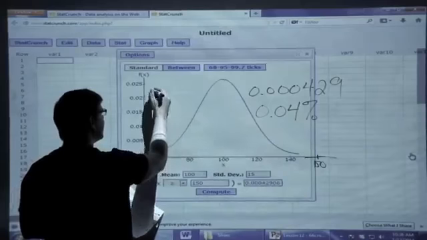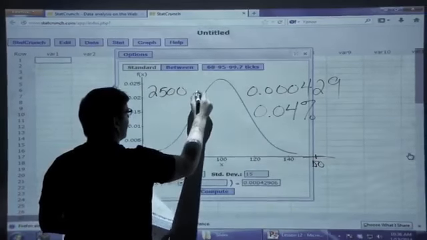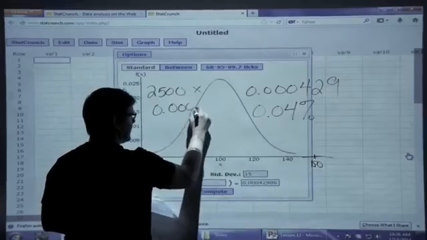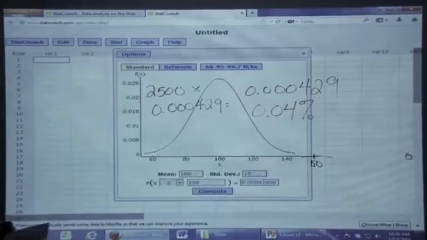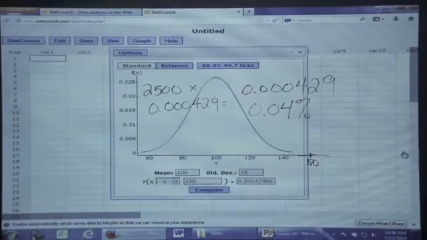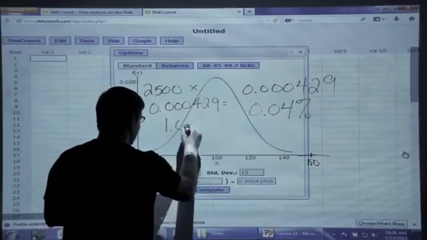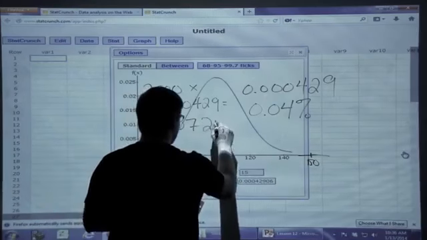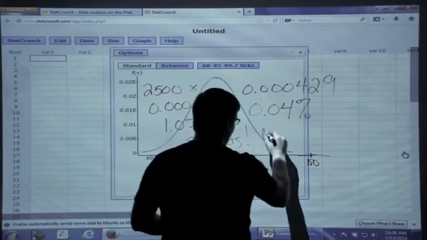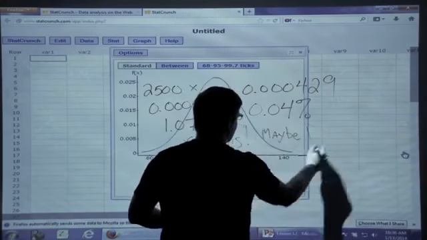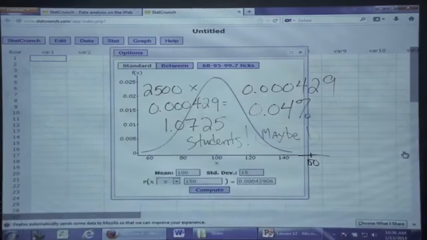I just multiply, right? I take 2,500, I multiply that times 0.00429, and if you do that, less than a handful, right? This comes out to 1.0725 students. Oh, so maybe 1, right? If you had to round this, I guess we would expect one student on campus to have an IQ of at least 150. So it's pretty rare to be that far up. Looks like about 2-point-something standard deviations.